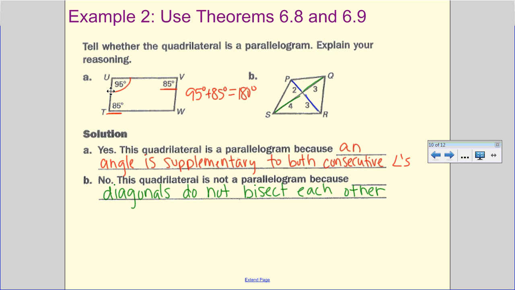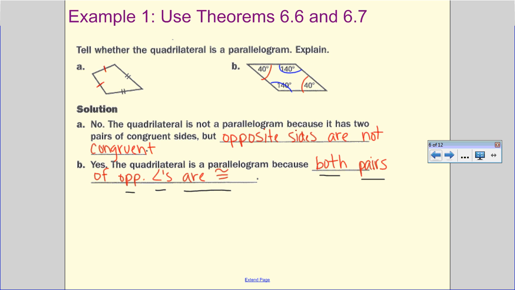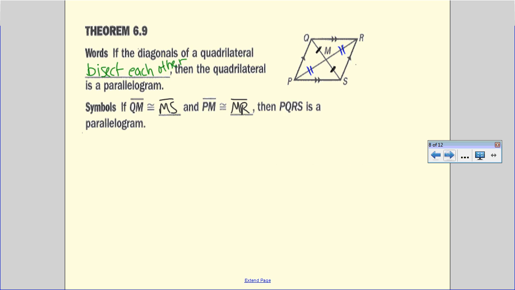It's either yes, it has this, or no, it doesn't. But you're looking for diagonals bisecting or diagonals not bisecting. You're looking for supplements or you don't have supplements. If we look back at example 1, you either have opposite sides that are not congruent or opposite sides that are congruent. You have opposite angles that are congruent or opposite angles that are not congruent. But you're going to use one of these four explanations with your yes and no.